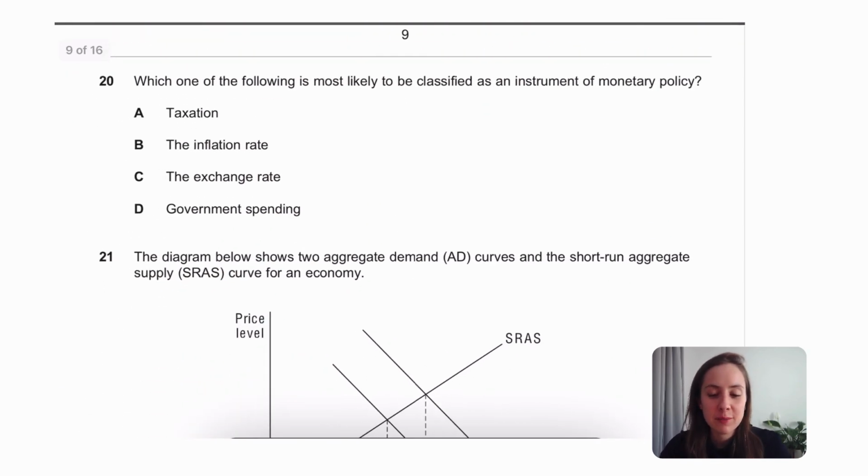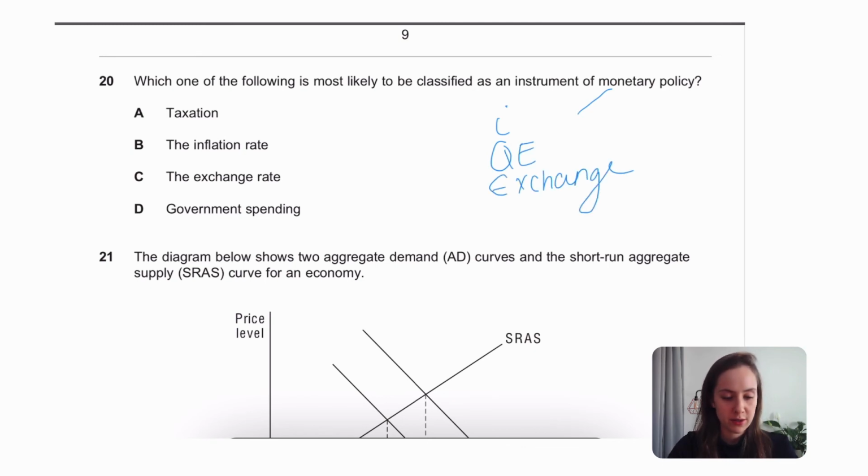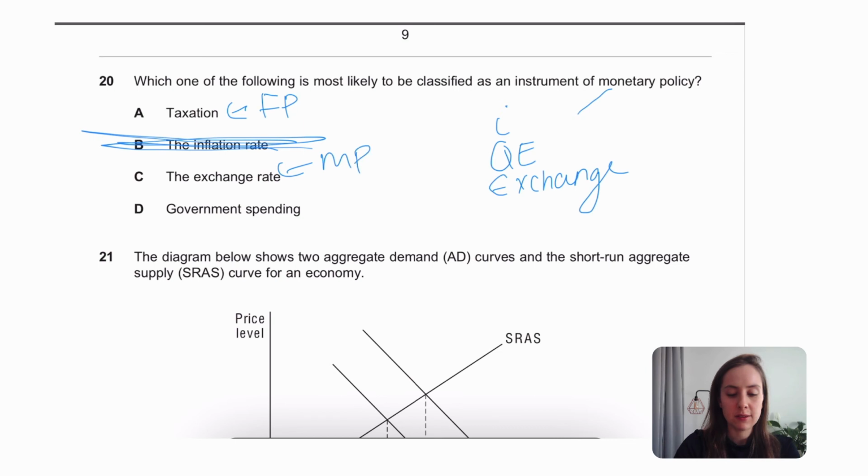Which of the following is most likely to be classified as an instrument of monetary policy? So you are looking for interest rates, quantitative easing, possibly the exchange rate. We don't do that very often, but we could. Taxation, this is fiscal policy. Inflation rate is just not an instrument. Exchange rate, this is monetary policy. This is fiscal policy, so we're left with C as the answer.